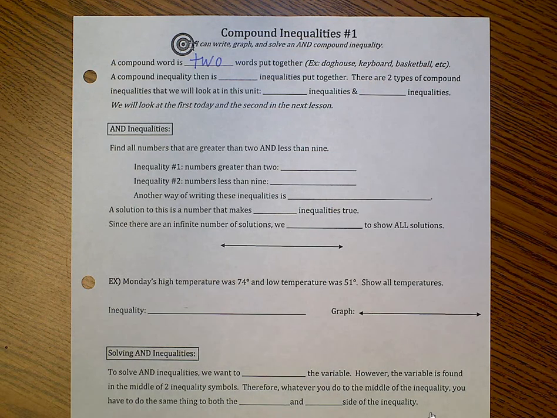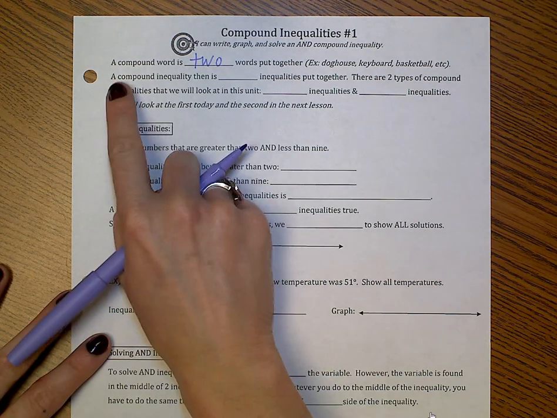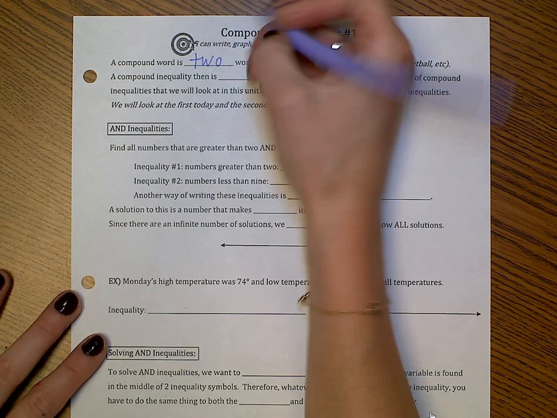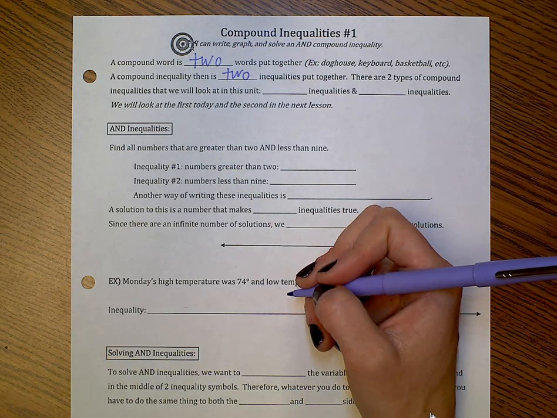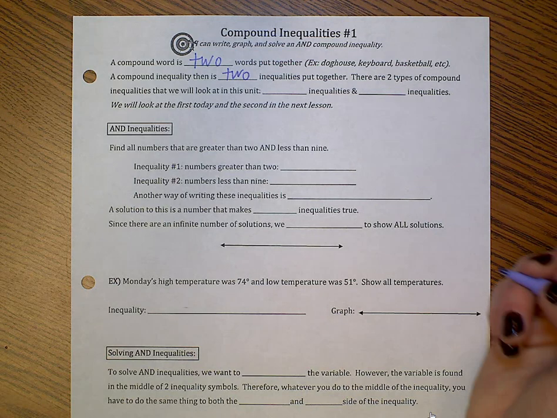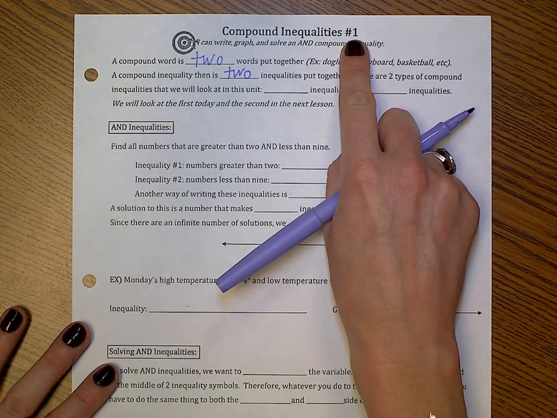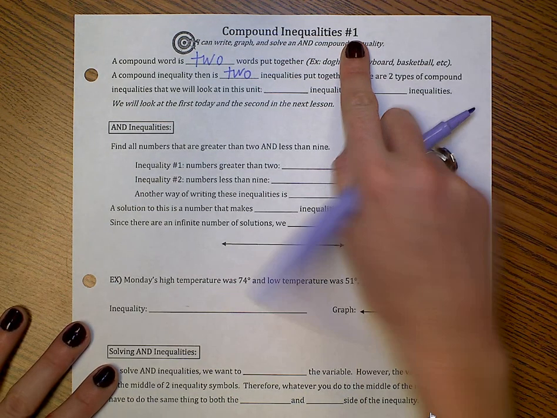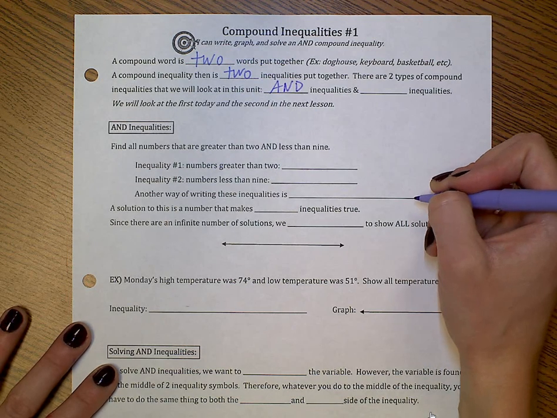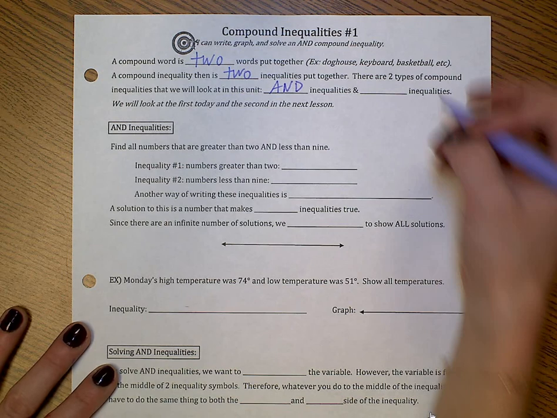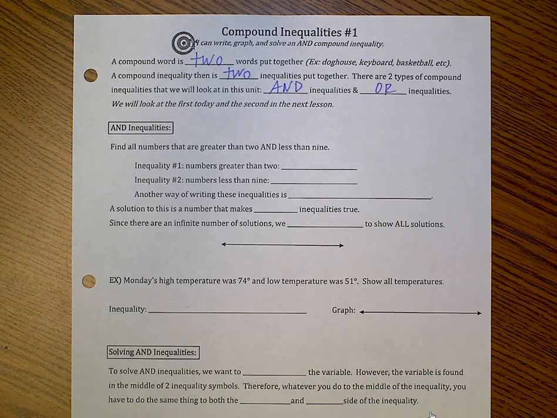So therefore, you guys, the math part of it, a compound inequality is just two inequalities that are put together. There's two types of these compound inequalities. That's why this is called lesson number 1. We're going to do the first type today. Those are called "and" compound inequalities. And then next lesson, we will do the second type. Those are called "or" compound inequalities.